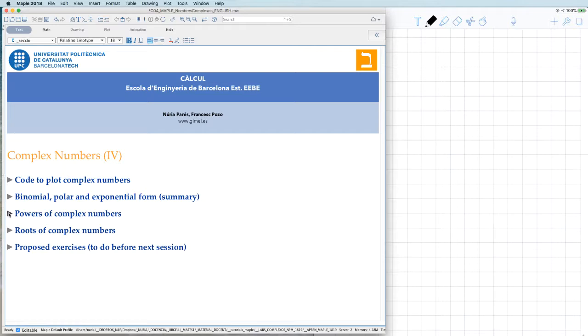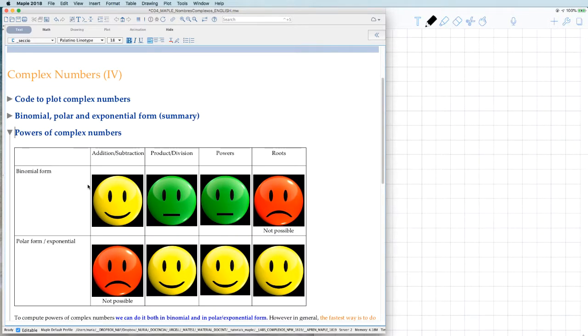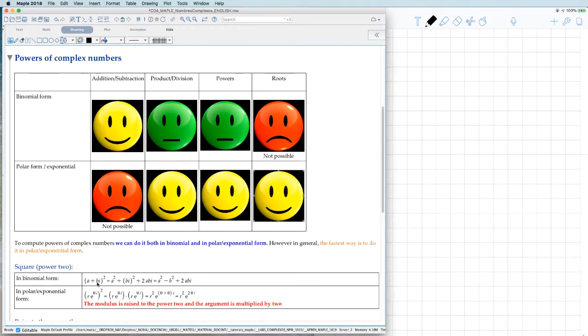Let's see how we compute powers of complex numbers. Remember that we had this table. In binomial form, it's very easy to add and subtract. We can do product, division and powers, but maybe it's too long, but we cannot do roots. And in polar and exponential, we cannot add. So if we have two numbers in polar form, we need to convert them to binomial and then add. But we can easily compute products and divisions, so it will always be easy to compute powers and roots. So let's see how we do it.